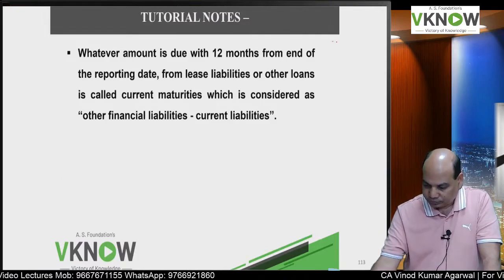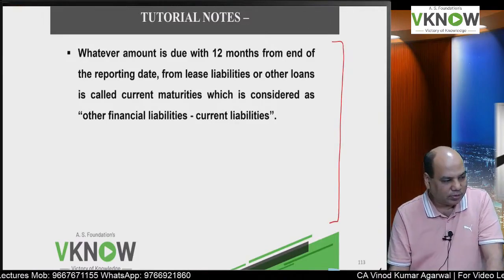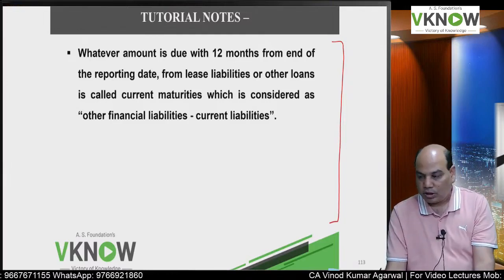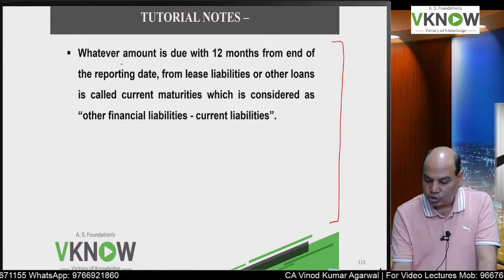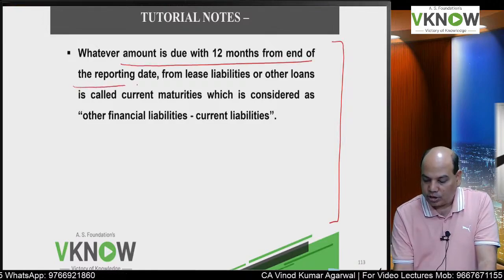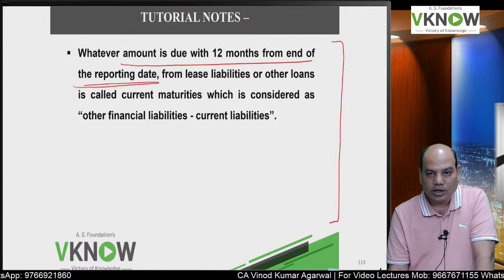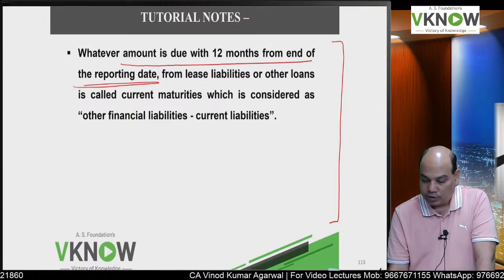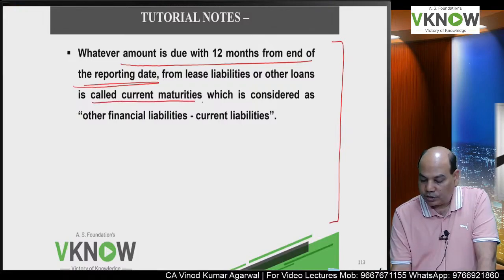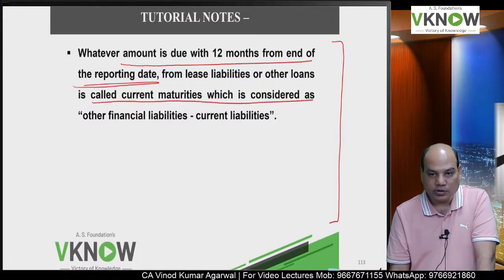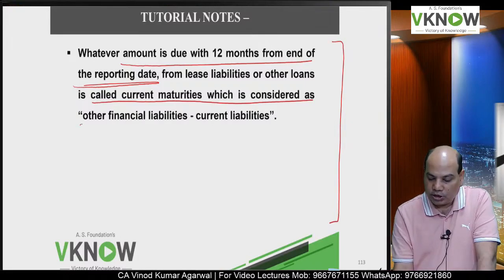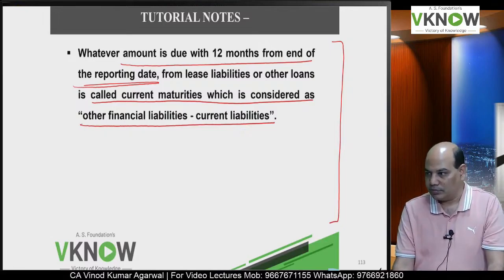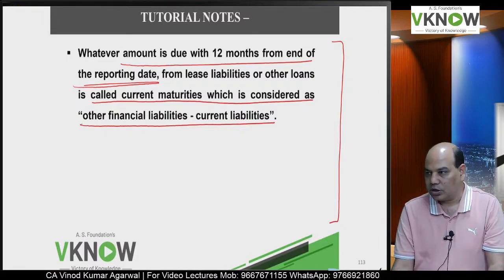To make your task easier, I have written some notes also. While solving the question, we will take care of these notes. If the amount is due within 12 months from the end of the reporting date, like in case of loan, in case of lease liability, then that portion of the liability which is payable within 12 months, we are going to put it under the head other financial liability under current liability. Why? Because current ratio will get affected.